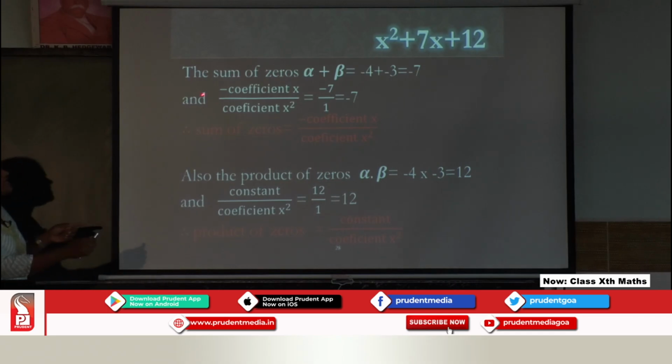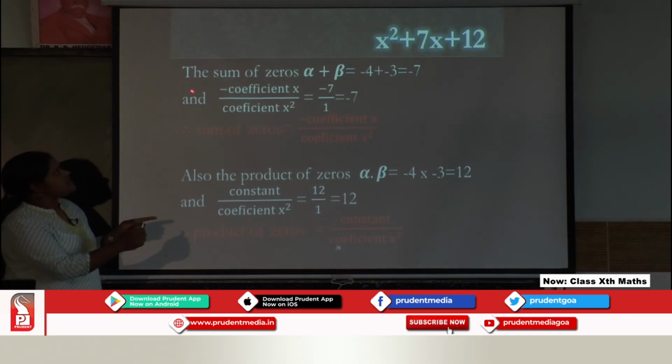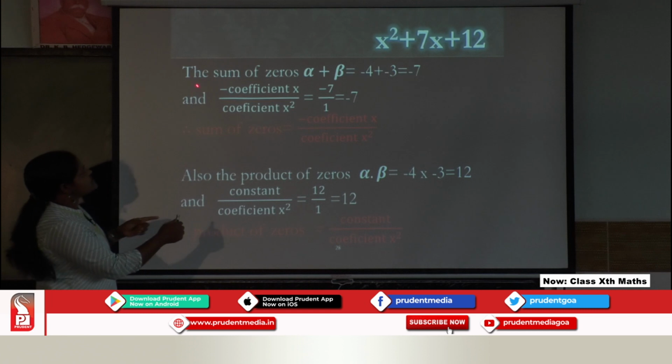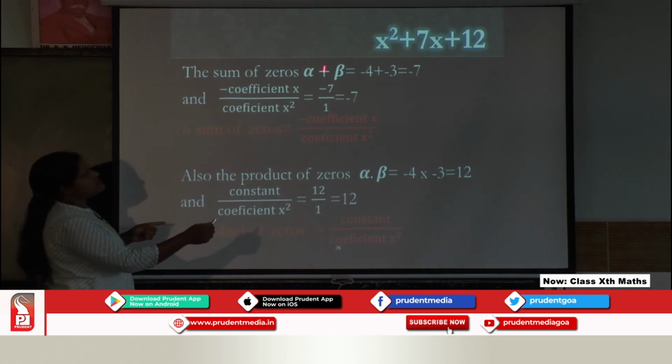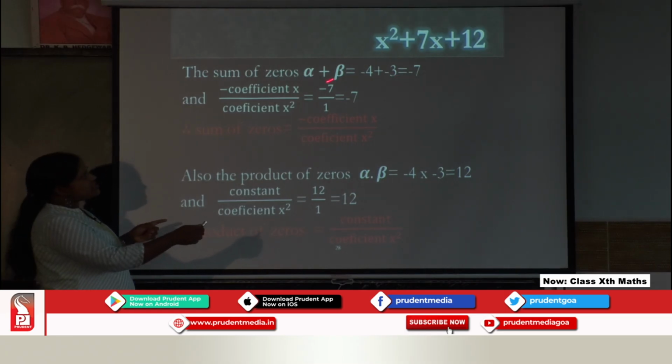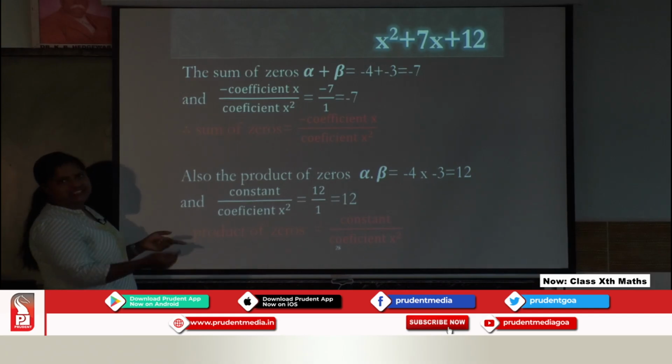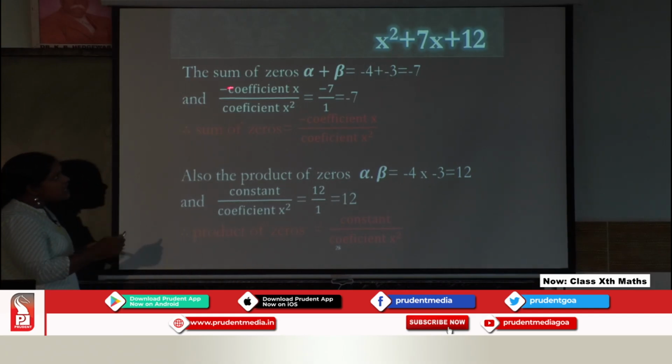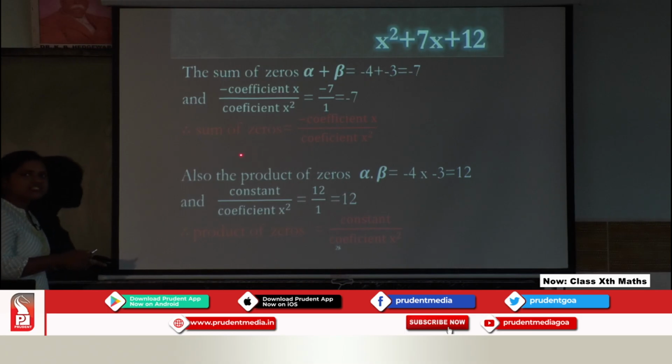I repeat once again. To verify, we need to first do the manual calculation, that is sum of zeros, alpha plus beta. Alpha I got -4, beta I got -3. So the total becomes -4 plus -3, which is -7. Then apply the formula. What was the formula for sum of zeros?